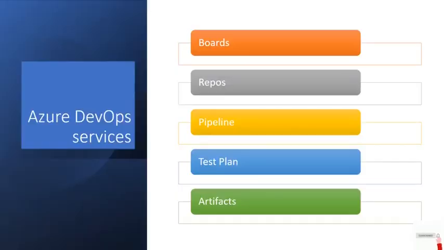Let's understand the main points available in Azure DevOps Services. There are 5 services which are available in Azure DevOps. First one is Boards, second one is Repos, third one is Pipelines, then Test Plans, and the last we have Artifacts.